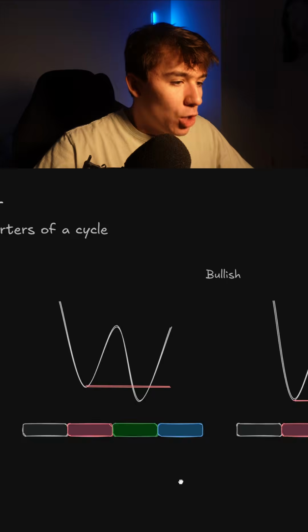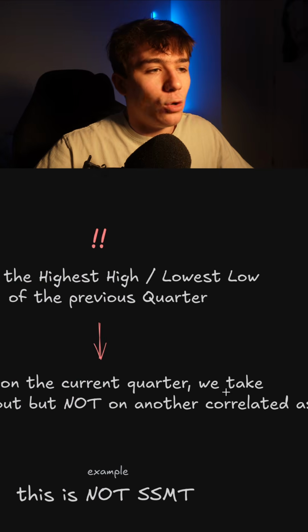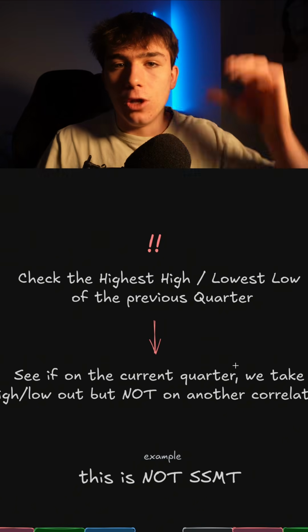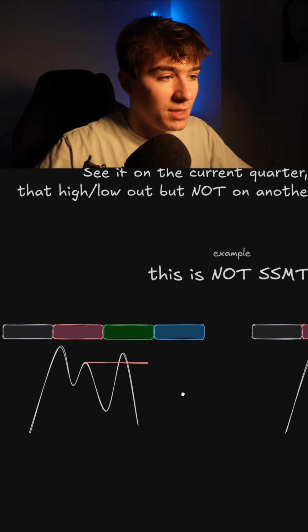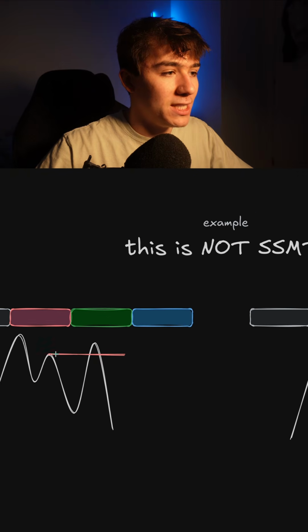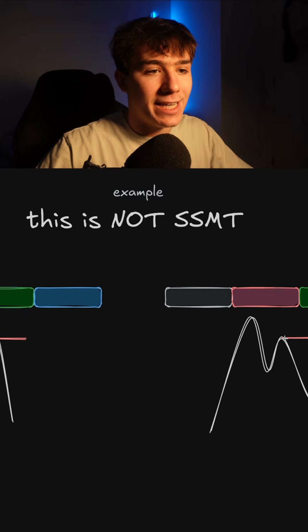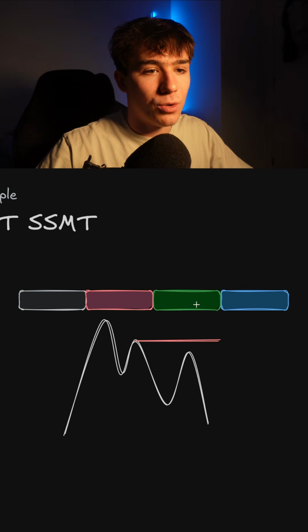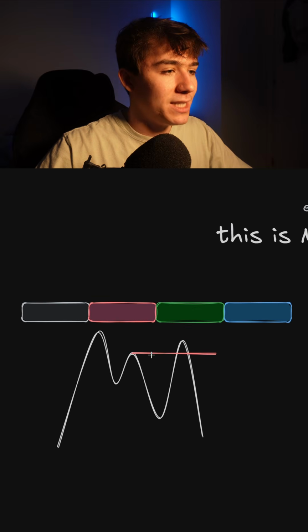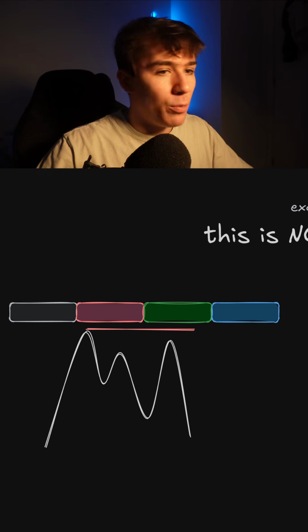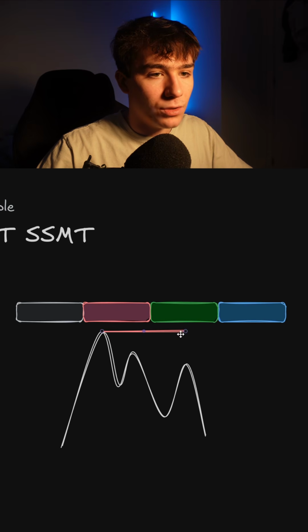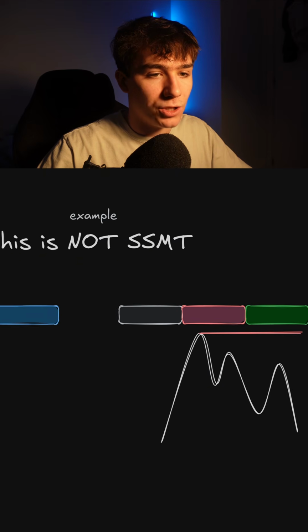But a common mistake that I see people make is that they don't look for the highest high or the lowest low of the previous quarter. For example, this is not sequential SMT. You might think like, oh, this is a high of a previous quarter, this is a high of a previous quarter, and in this current quarter that we're in, we do not take this out on this asset, but we do take it out on this asset. This is not the highest high of this previous quarter. If you take a look, this is actually the highest high, and we don't take this out on both assets. So this is not sequential SMT.